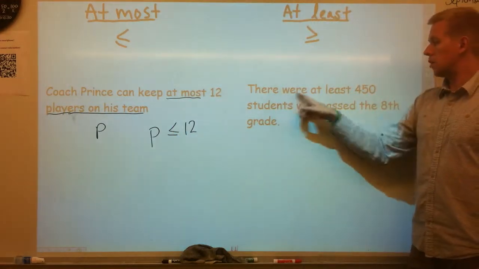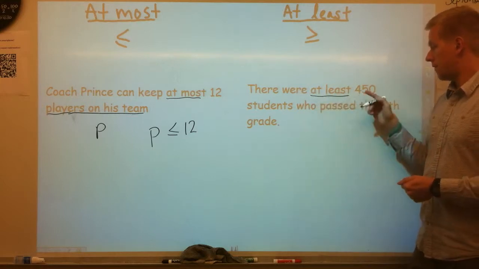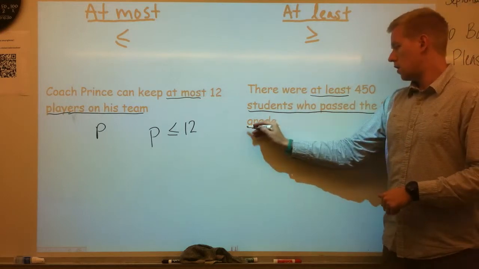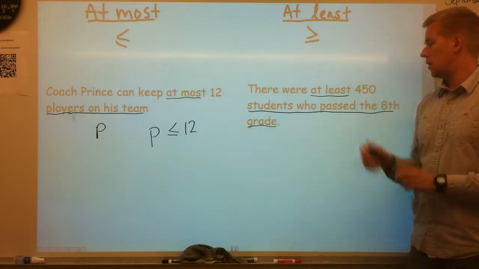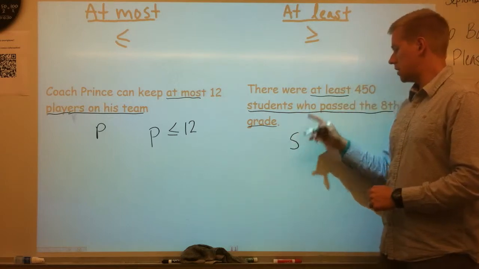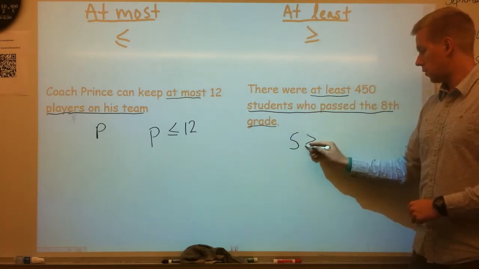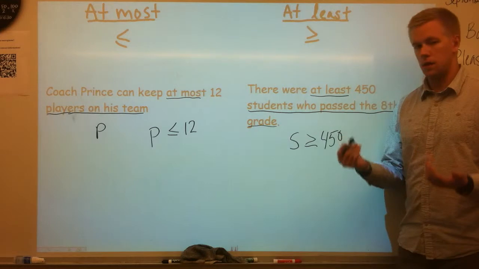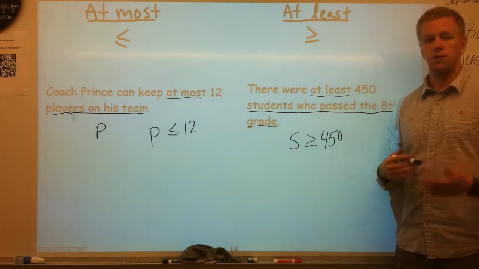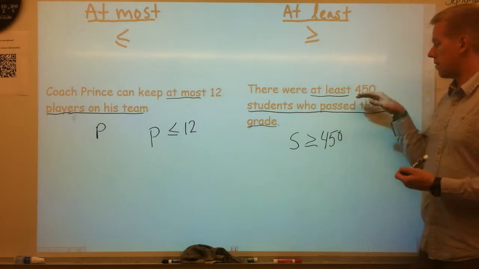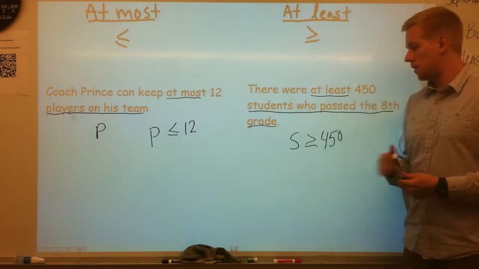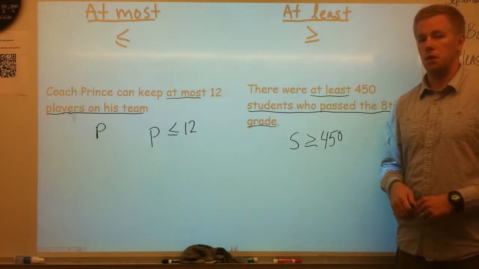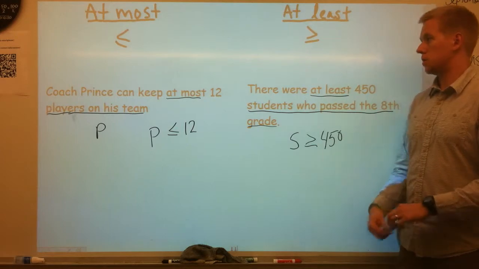With at least, it says there were at least 450 students who passed the 8th grade. So my subject here, the students who passed the 8th grade, there were at least 450. We use S for the students. At least is greater than or equal to 450. So at least 450 students passed the 8th grade. But it could have been 451, 452. It does not have a maximum, but it does have a minimum of 450 students. So my model here would be S greater than or equal to 450. That's just how I use those to help me model real-world situations using those inequality symbols.